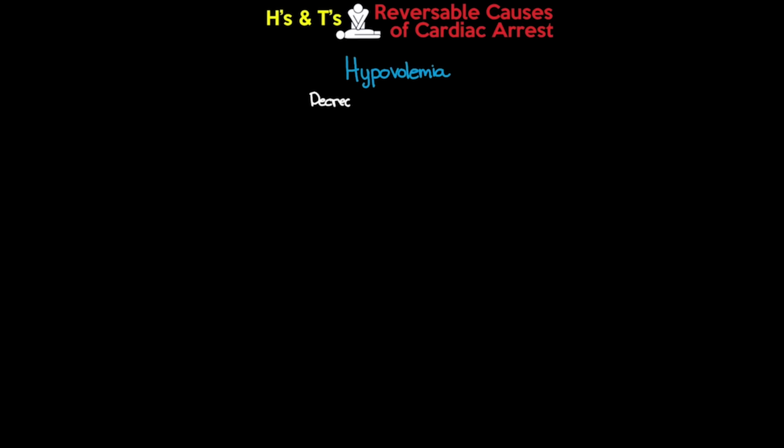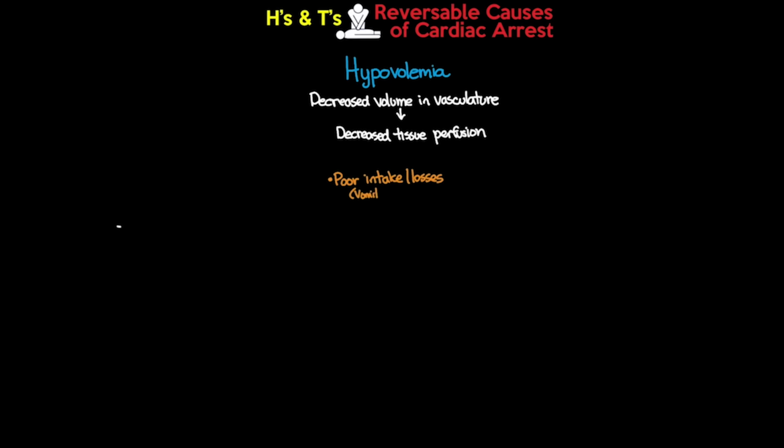Hypovolemia is where our patients have decreased volume in their vasculature, which essentially means we have decreased tissue perfusion. Some of the causes that we want to consider when looking at hypovolemia are things like poor intake or losses. This is going to be from things like vomiting, diarrhea, dehydration, and even burns. We could also be looking at a relative hypovolemia with something like sepsis, or even something as simple as blood loss.